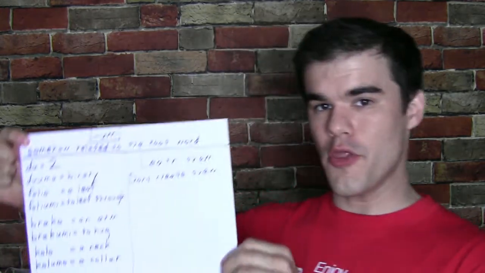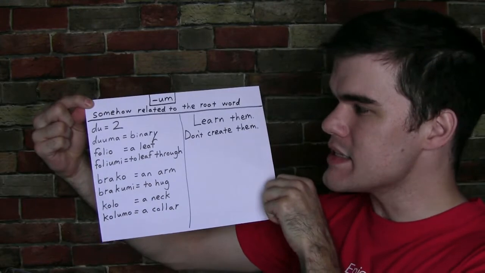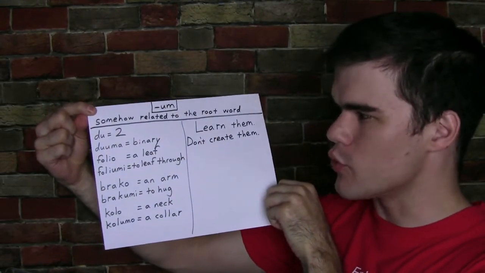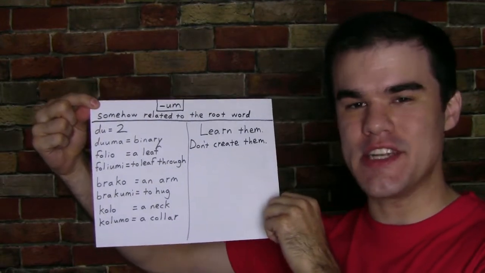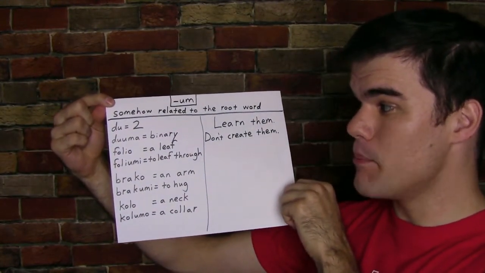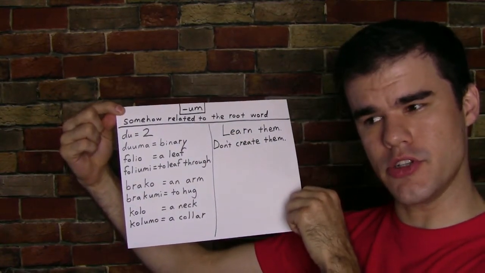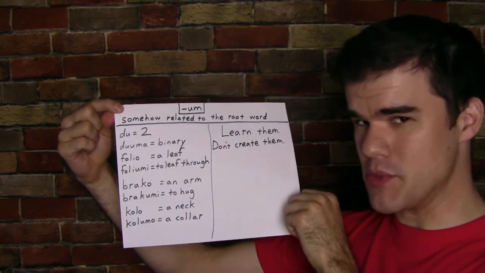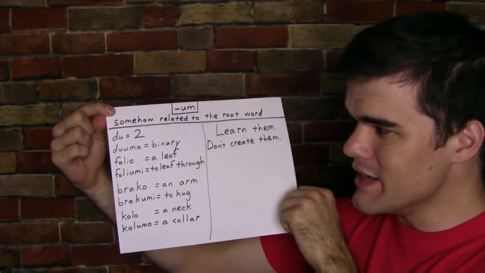Finally, we have the wild card suffix -um, which means that it's somehow related to the root word, but I'm not telling you exactly how. You just need to figure it out. Du is two. Duuma is binary. Oh, okay, yeah, I can kind of see how that's related to the number 2, but I'd have to do some explaining to you to define it outright to you, right?